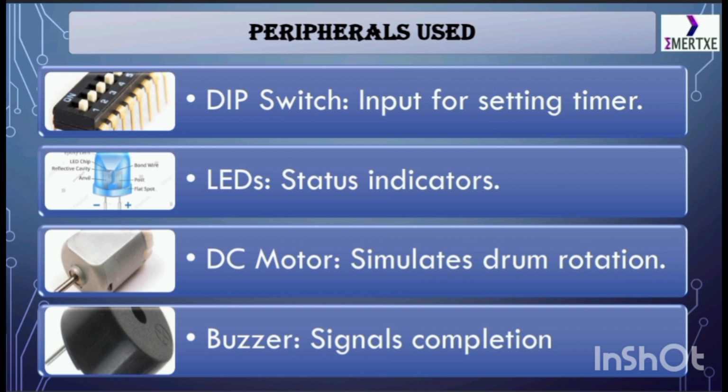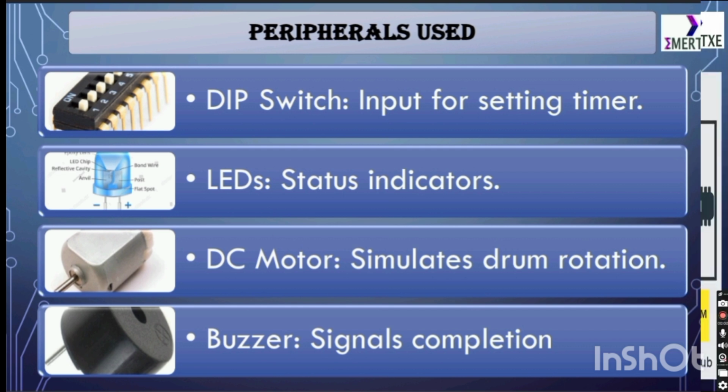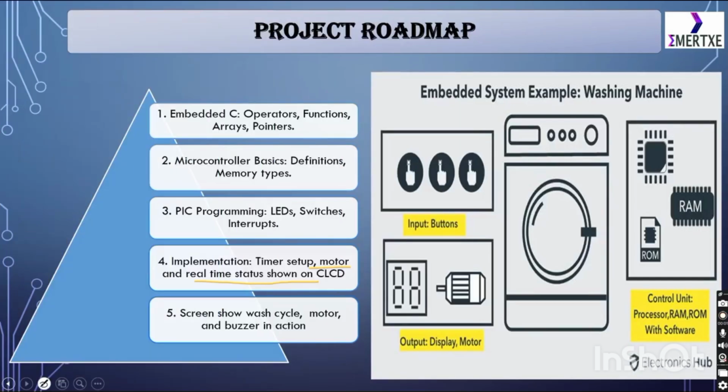Now we can see the peripherals used in the embedded system. This was a DIP switch for input setting timer, LED status indicator, DC motor to simulate drum rotation, and the buzzer to signal completion. Now we have the project roadmap.